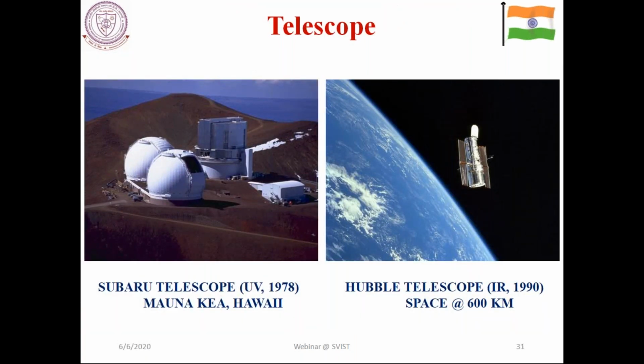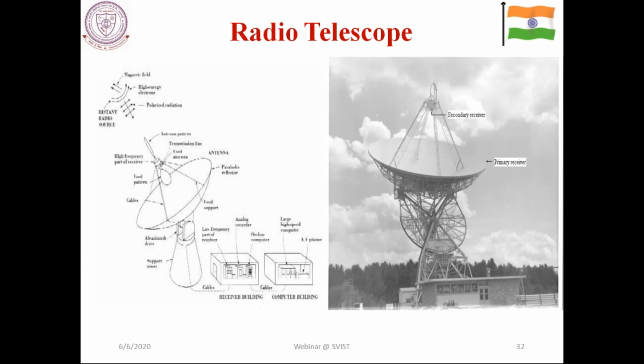I am also showing you some of the telescopes used earlier for other frequency domains, like the ultraviolet range in 1978. This is the Subaru telescope in Hawaii. And in space there is a telescope known as the Hubble telescope. It covers the infrared domain of observations in 1990. It was launched in space at 600 kilometers above the Earth's surface.